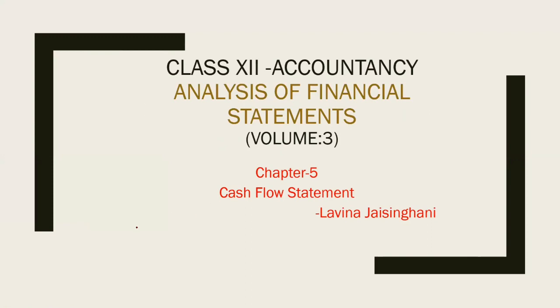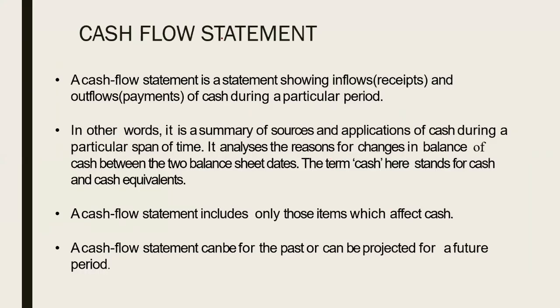Today we are going to start with our new chapter, that is chapter number 5, cash flow statement from volume 3. Okay, now talking about cash flow statement, what is cash flow statement? This is a statement which shows inflow and outflow of cash during a particular period. That means it shows how much amount of cash is coming in and going out from the business during a particular time. Okay, it shows source of and application of cash.